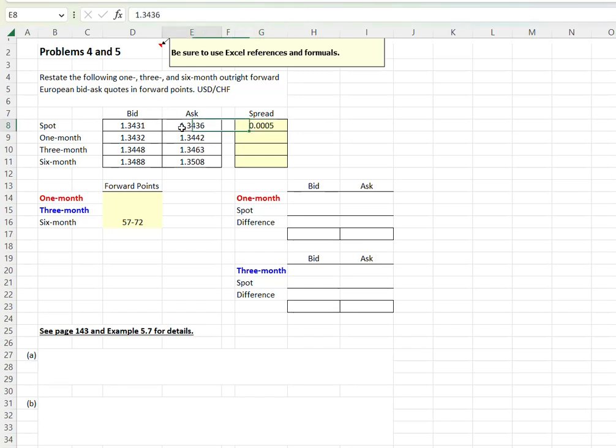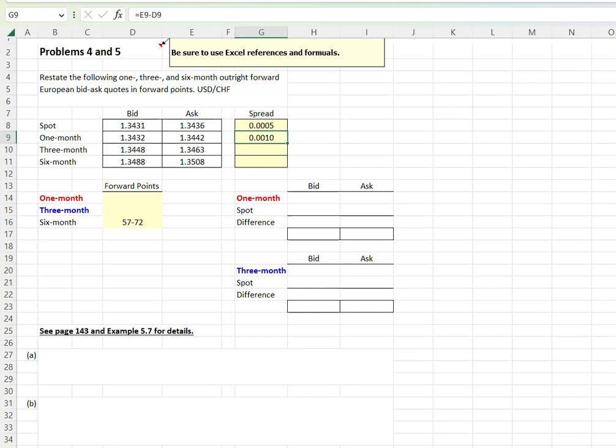In this case, we're asking 1.3436. The bid price is 1.3431. The difference between them is referred to as the spread. That's the profit that the dealers will make in this transaction.